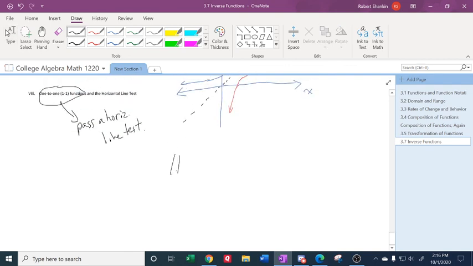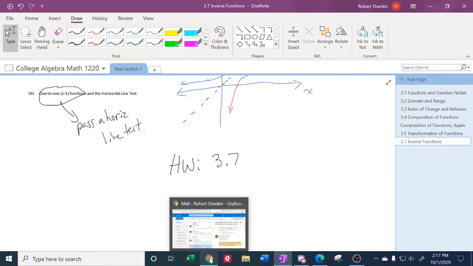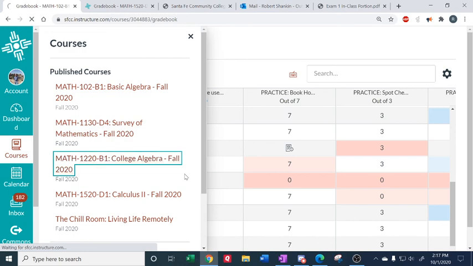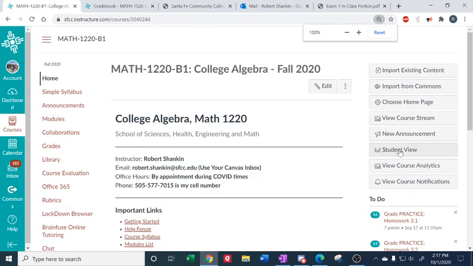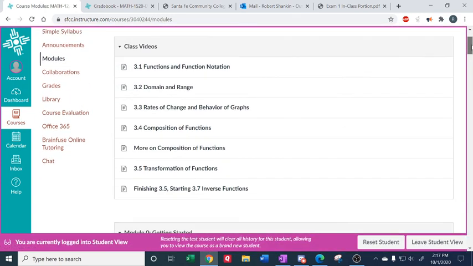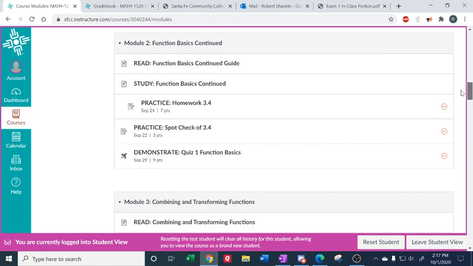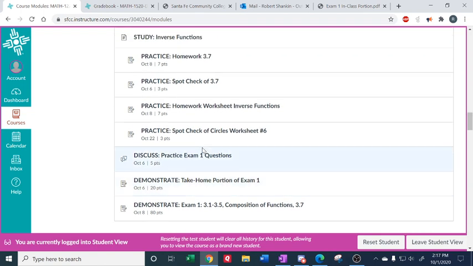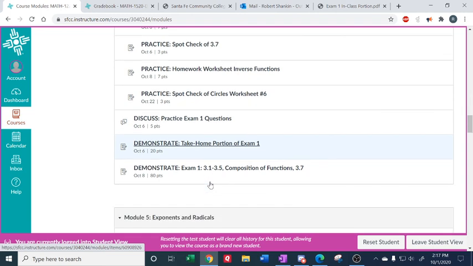All right, so the homework is 3.7. And it says in the schedule for today, start the take-home portion of exam 1. And so a week from today is exam 1. And you should be going to the take-home portion. So let me show you student view. All right. Go into Canvas modules. All right, and then inverse functions. Towards the bottom of the inverse functions, we see take-home portion of exam 1.